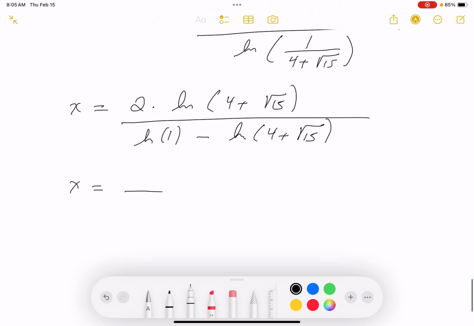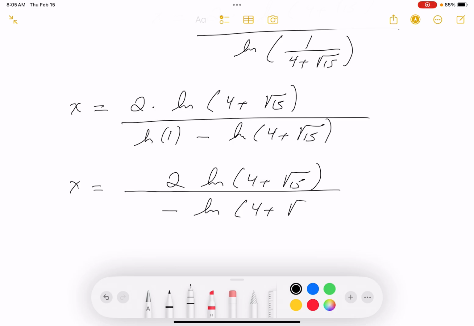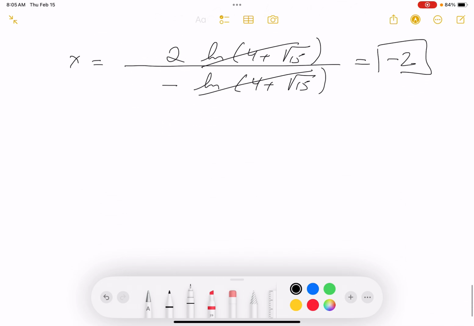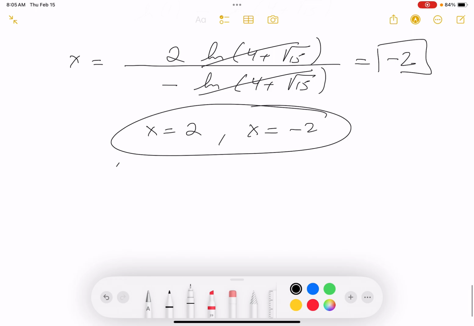X equals, you get 2 natural log 4 plus root 15. Now the natural log of 1 is 0, so what am I left with? Minus the natural log of 4 plus root 15. What happens now? These cancel off, and we're left with minus 2. So we have two answers, by the way. X equals 2, x equals minus 2. There's two answers to the question.